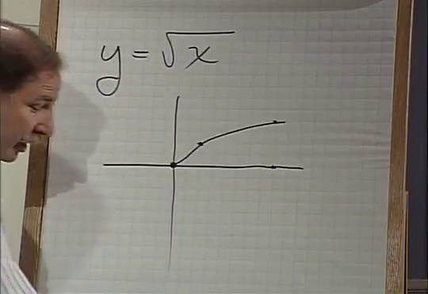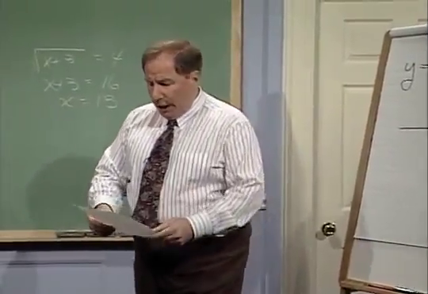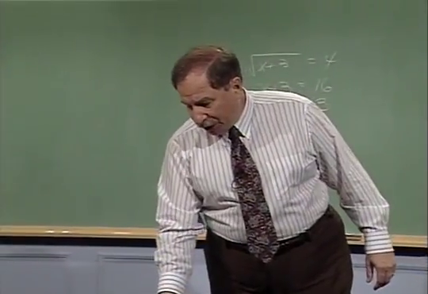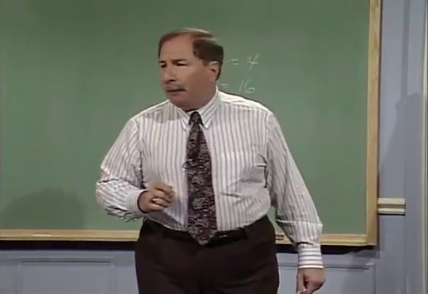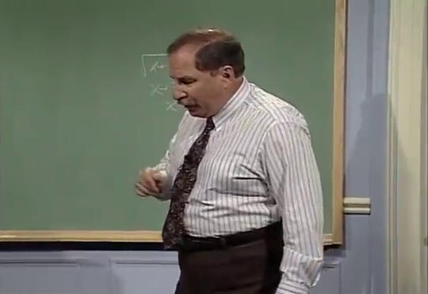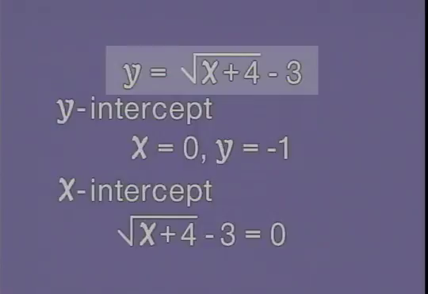Okay, it says here the next thing we need to do is to take a look at a square root function a little more complicated than the square root of x. So our next visual shows us that we have y equals the square root of x plus 4, minus 3.